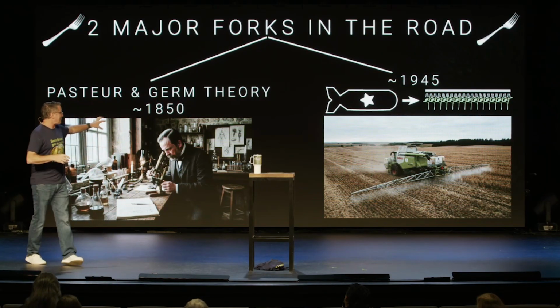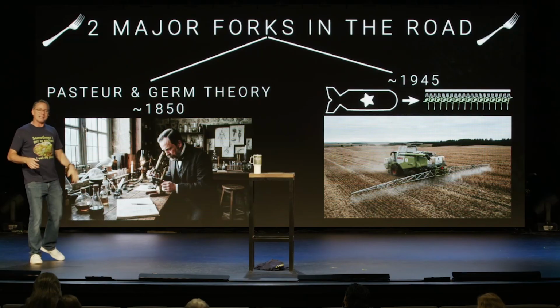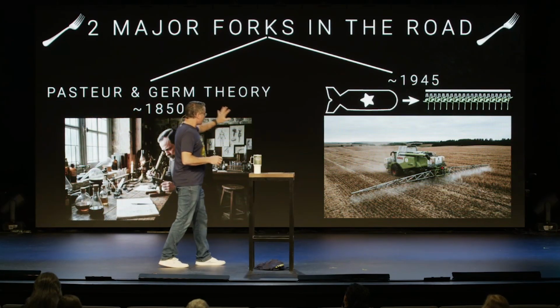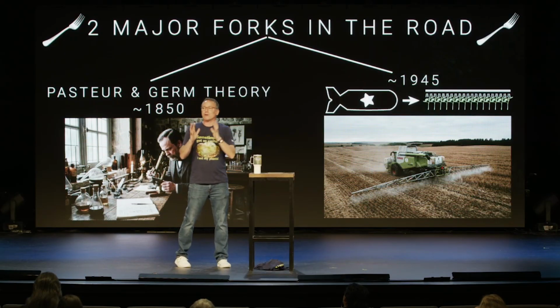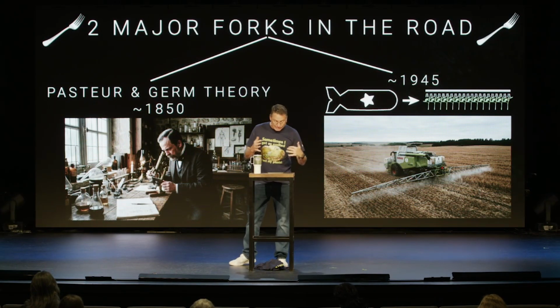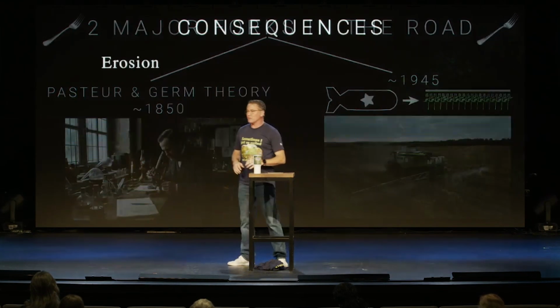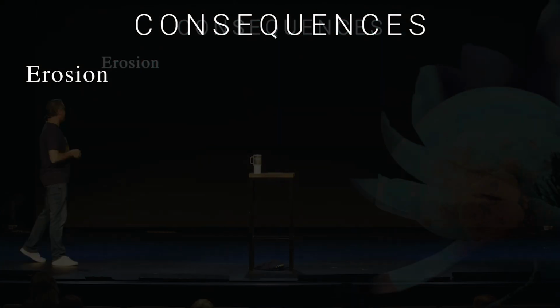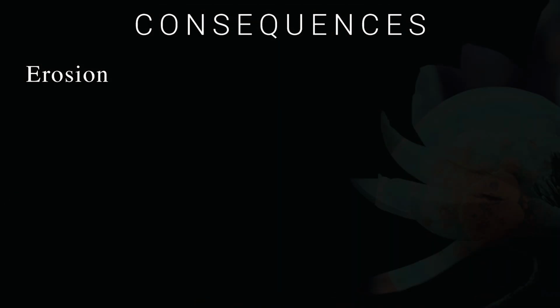So now we're taking these same chemical formulas and now this is a good idea. Let's spray it on the food that we eat. So this created a culture within agriculture that is literally killing us. And I want to go through some of the consequences of these two major historical choices and how they are impacting us today. Number one is erosion.